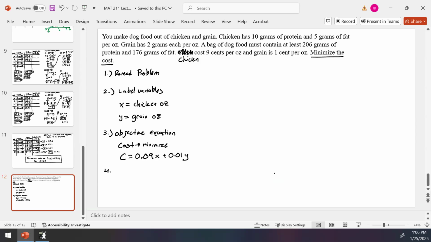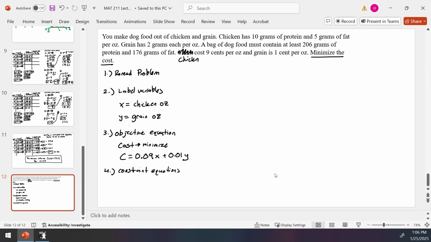All right, step 4. What are your constraints? Not every constraint is going to be listed explicitly. Sometimes you will have to think about natural constraints. What are some things that I don't have to say, but you have to realize is true?